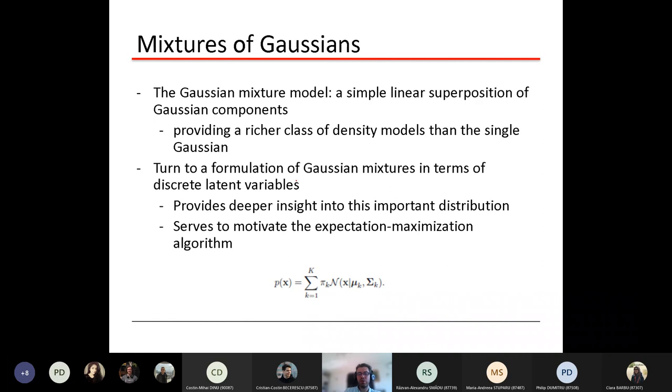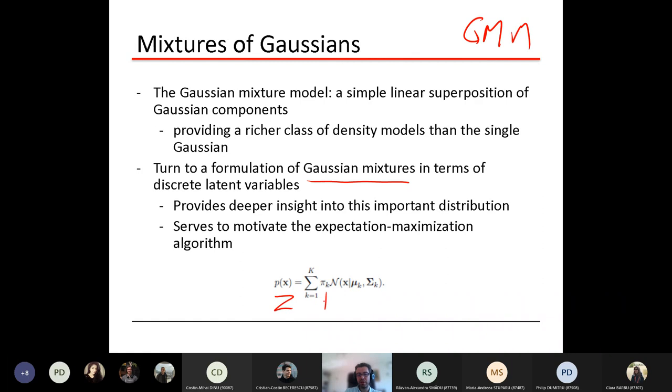And we would like to see how we can express the Gaussian mixture. This is called the Gaussian mixture model, GMM. You can also find it in scikit-learn. We're going to see how we can express it using latent variables, and it's going to serve as the motivation for how the expectation maximization algorithm arises for mixture models.